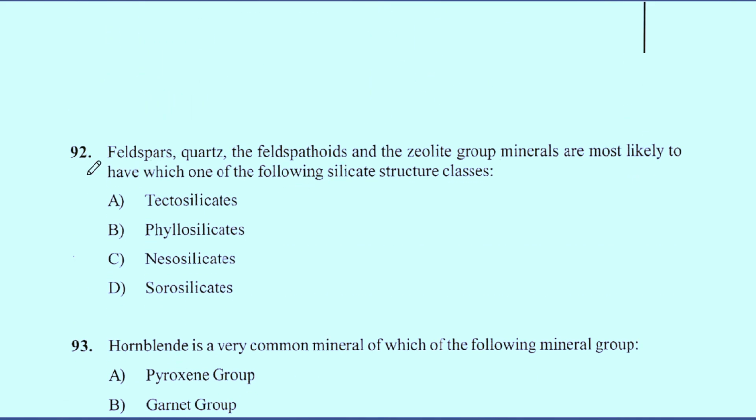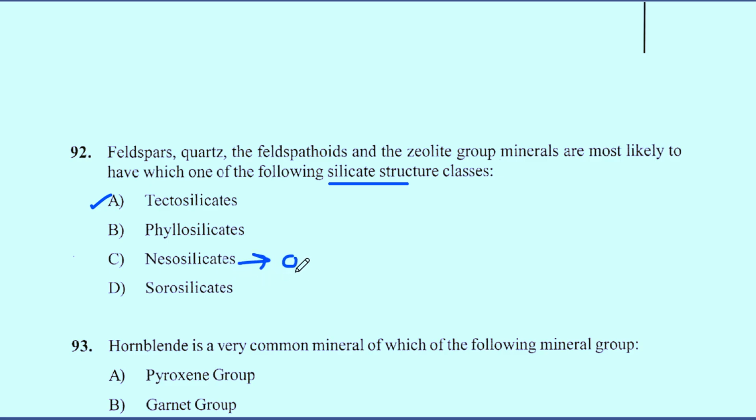Next question is: feldspars, quartz, feldspathoids, and zeolites. Zeolite group minerals are most likely to have which crystal silicate structure? Okay, so it is present in tectosilicate.